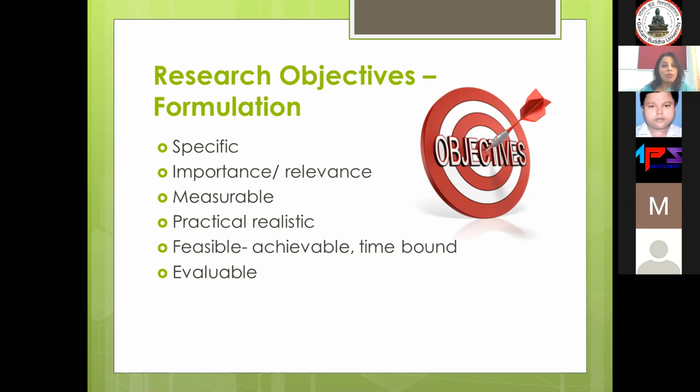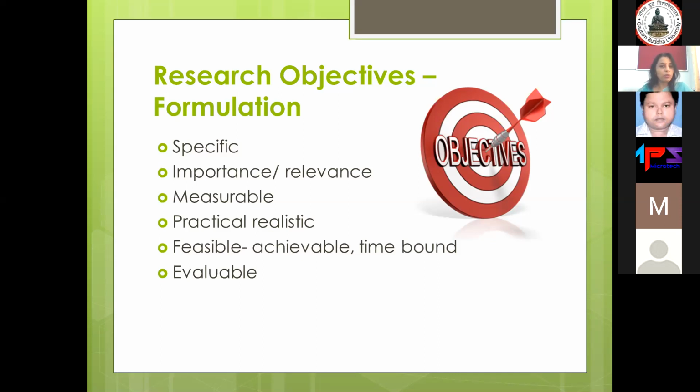So research formulation: any objective which we form has to be very specific, very much relevant. It has to be measurable. I cannot have a vague objective. Okay, I want to develop an efficient network or energy efficient system. Let's say I have a product and I want to make it energy efficient because it is battery operated.